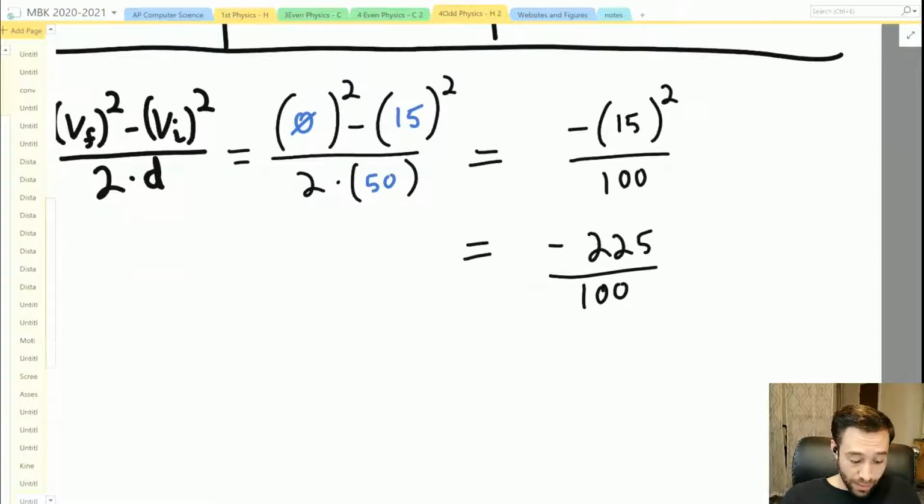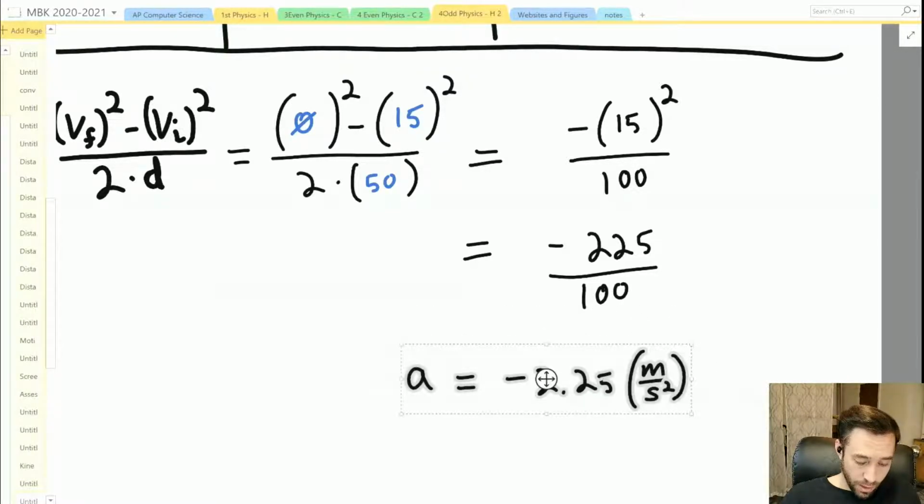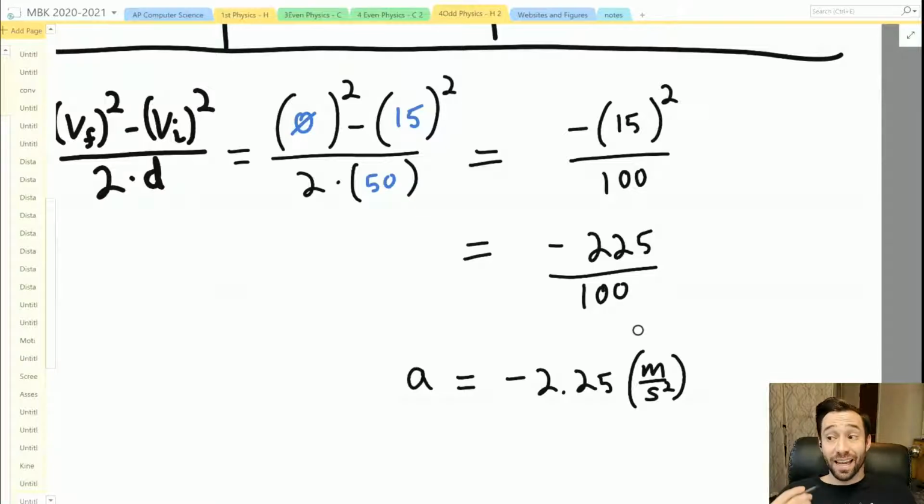So what I end up getting as my result is a negative 2.25 meters per second squared. And that is my acceleration, or more appropriately, my deceleration. No, I guess that's right. So I have a negative acceleration, which means I am technically decelerating.